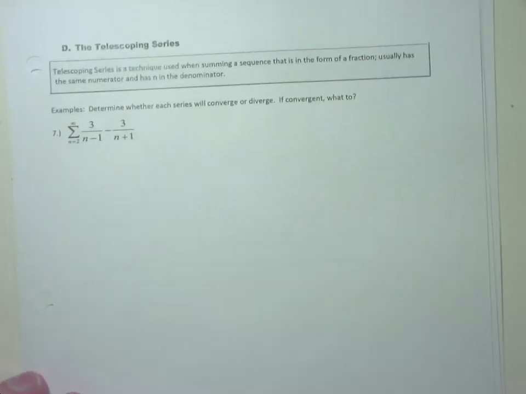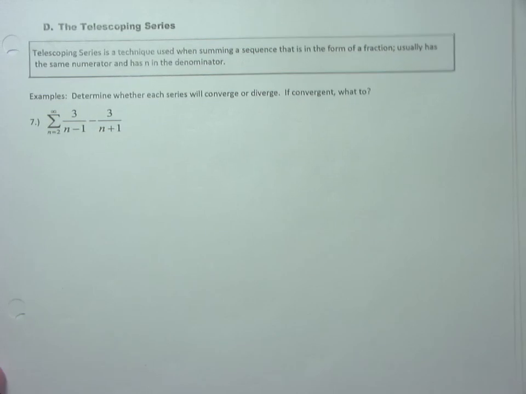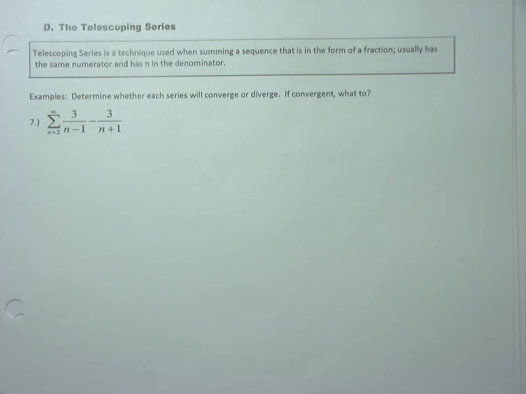The next type of series is called a telescoping series. Now, a telescoping series is a technique used when summing up a sequence that is of the form, listen up, it's a special case here. A telescoping series is of the form of a fraction minus a fraction, where the numerators are the same, but the denominators are going to be slightly different by a constant, n plus 3 versus n minus 2 or something like that. Usually it's going to be a fraction minus a fraction where the numerators are the same and the denominators are going to be slightly differing by a constant.